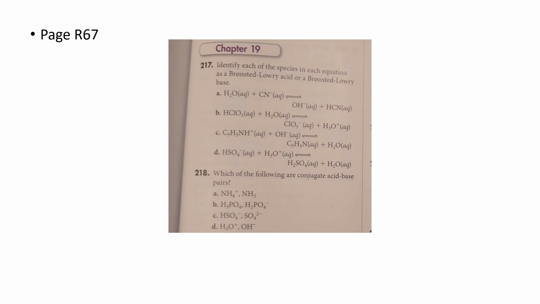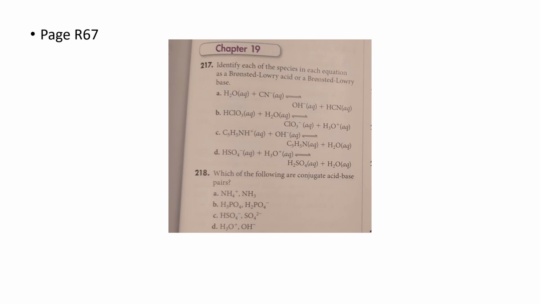On number 218, which of the following are conjugate acid-base pairs? Remember, the difference is a proton. So if you look at part A, we have NH4 versus NH3. NH4 has our plus charge because it is an extra proton on our ammonia. Ammonia becomes ammonium. This is a conjugate acid-base pair. Looking at part B, H3PO4 and H2PO4 minus. Again, the only difference between those two is a single proton, so that is a conjugate acid-base pair.